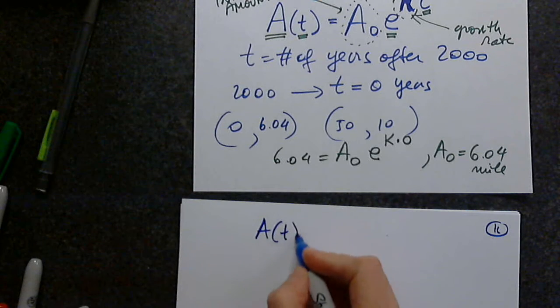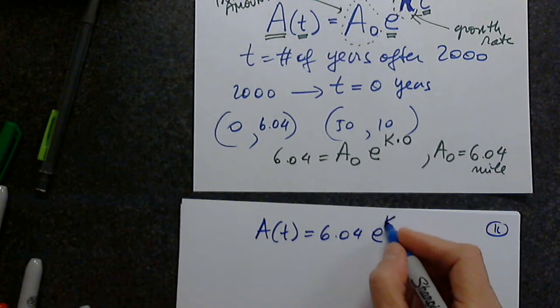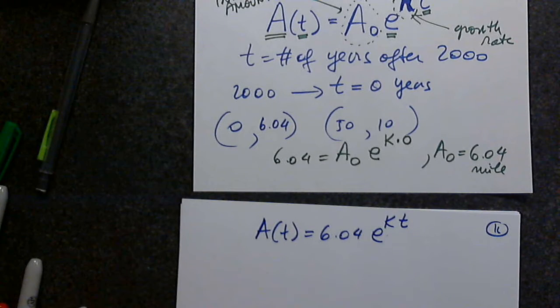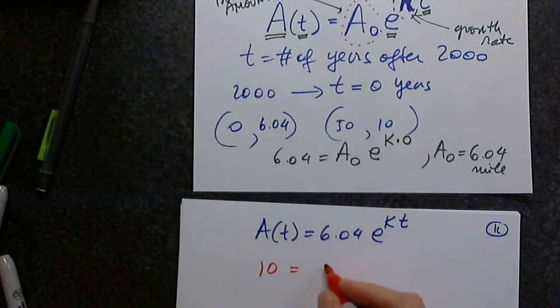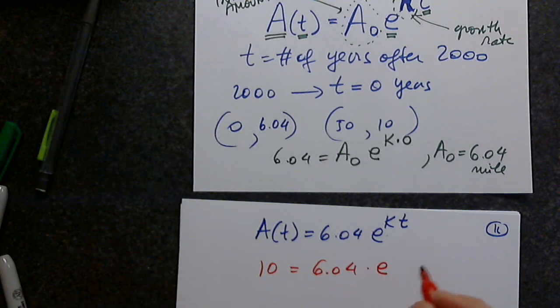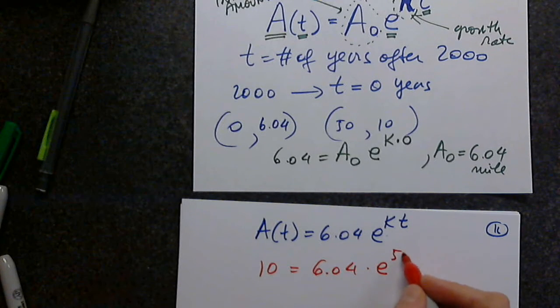So far I have A of t equals 6.04 e to the kt. But now I have another point that I have not used yet. Can you please tell me how to use that point? And I will use it. A of 50 equals 10, exactly. 10 equals 6.04 times e to the 50k. Awesome. Thank you. You can teach this class for me.